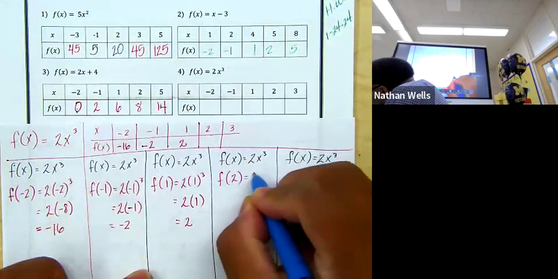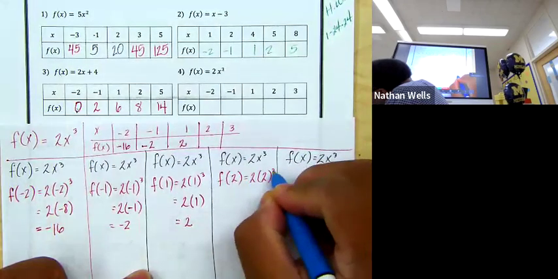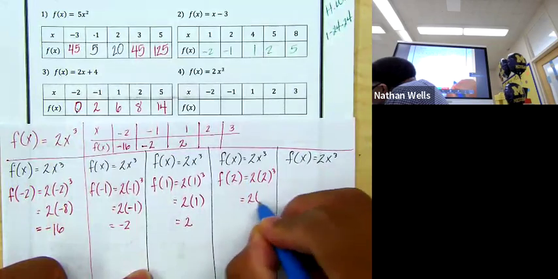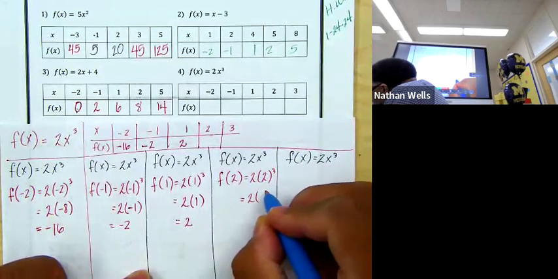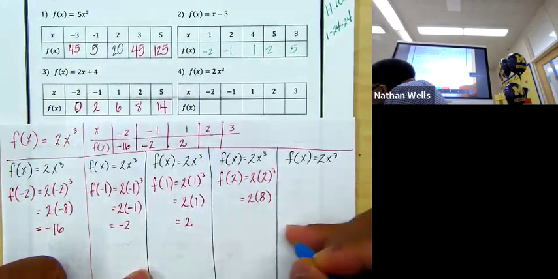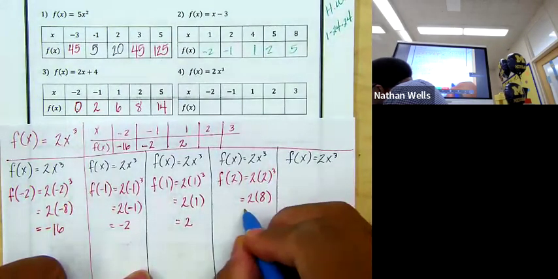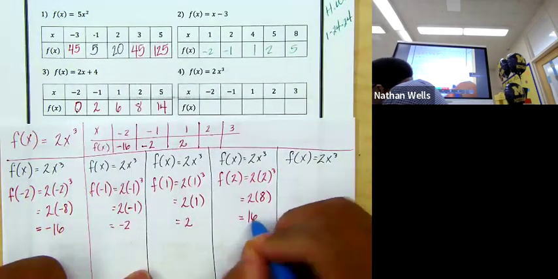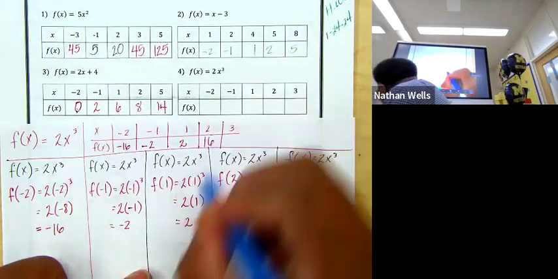When x is 2, what is my f of x? 2 to the 3rd power is 8. 2 times 2 is 4, and then times that third 2 is 8. And 2 times 8 is +16.